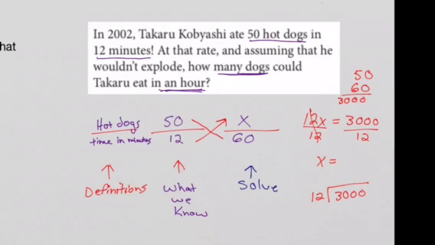So 30 divided by 12 goes in 2 times, that's 24. With 6 remainder, bring down our 0, and we know that 12 will go into 60 5 times. And then we bring down our last 0. How many times will 12 go into 0? It will go 0 times, so we're left with x equals 250. And that stands for hot dogs. So if he ate at the same rate without exploding, he would end up eating 250 hot dogs in 1 minute.